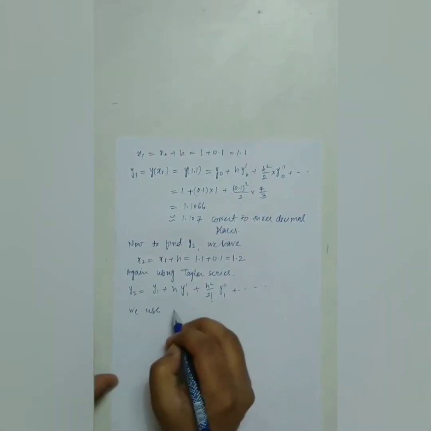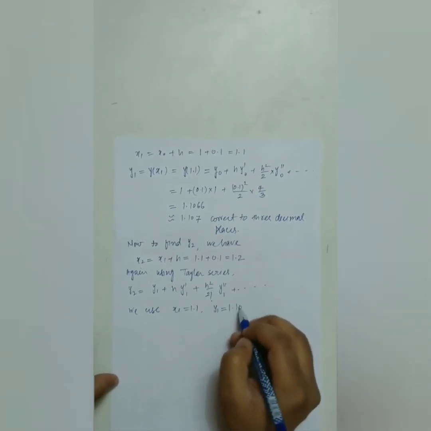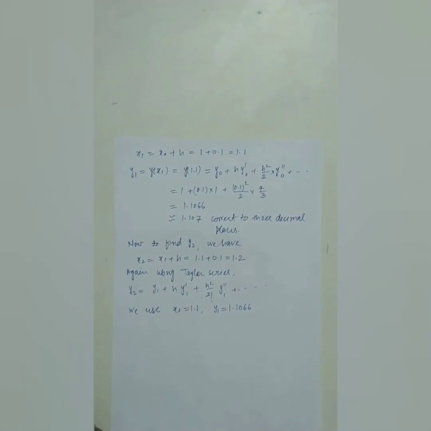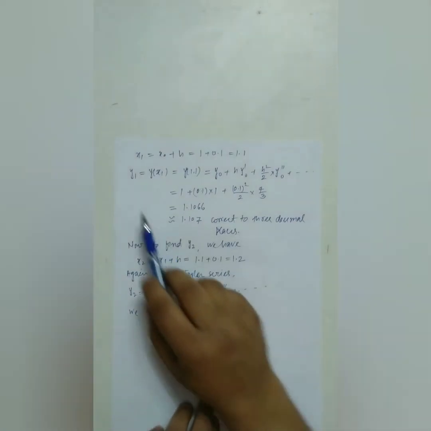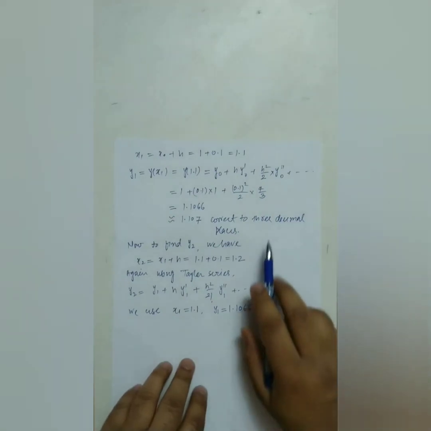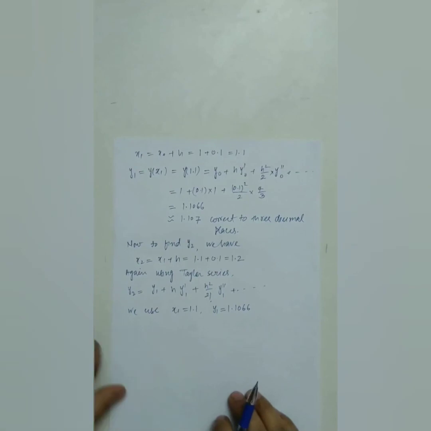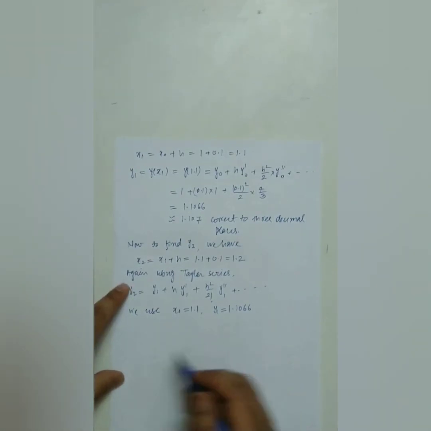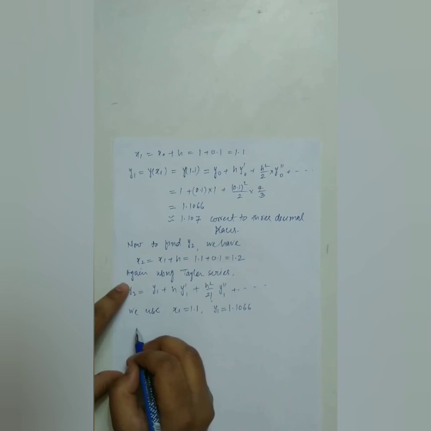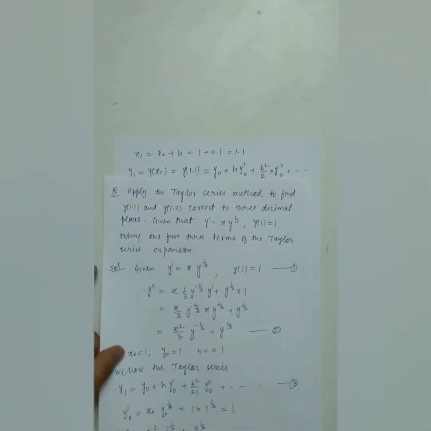We use x1 as 1.1 and y1 as 1.1066. We will use the correct value of y1, which is 1.1066, because we have to find the value correct to 3 decimal places. So here we are using up to 4 decimal places. Again, by using equation number 1 and 2, we will find y dash 1 and y double dash 1.